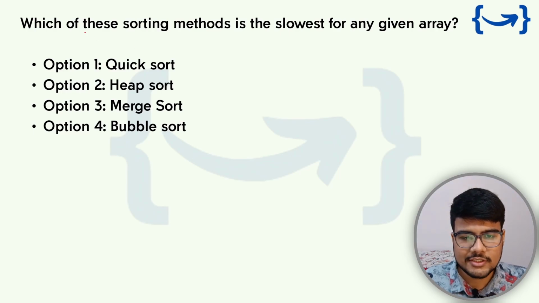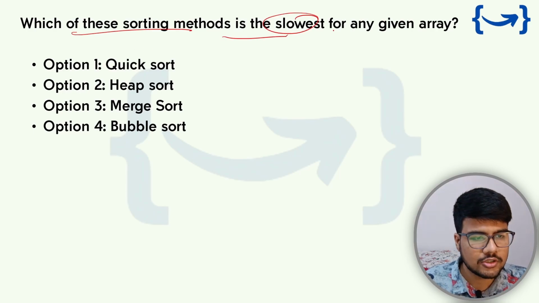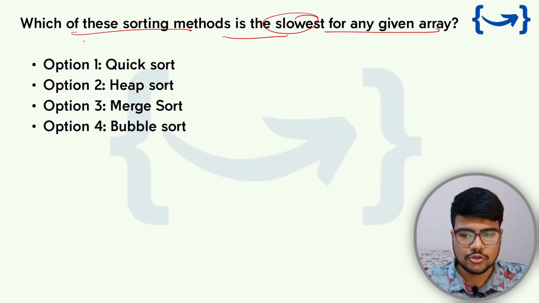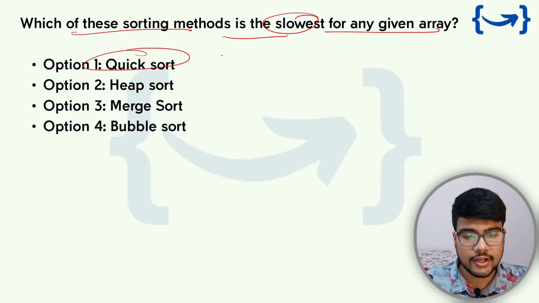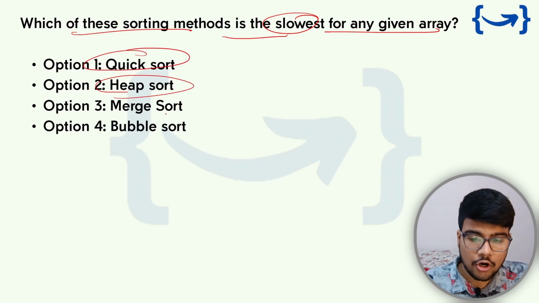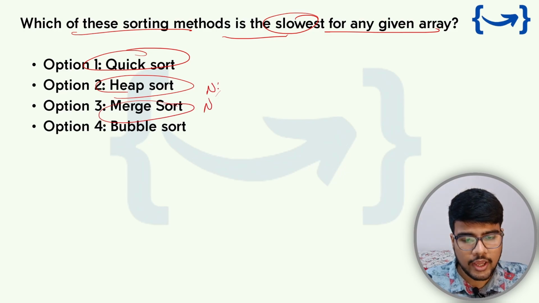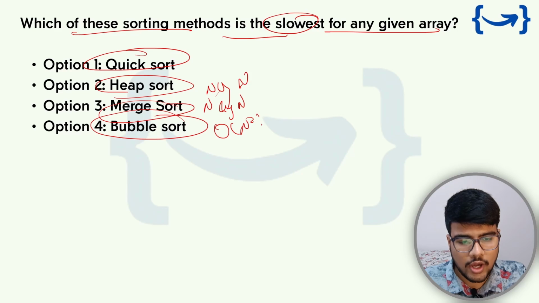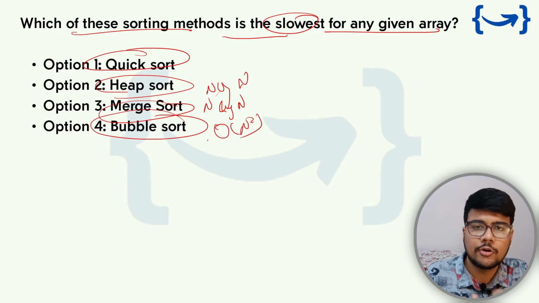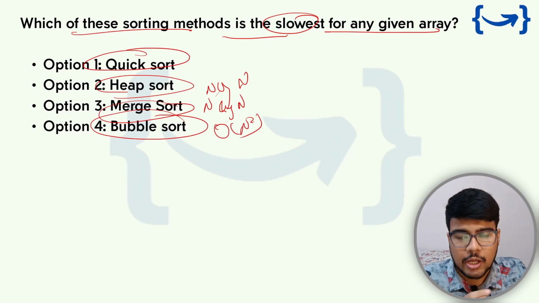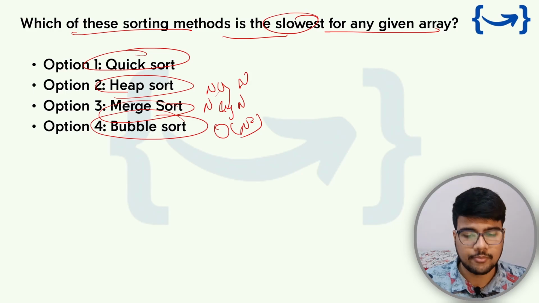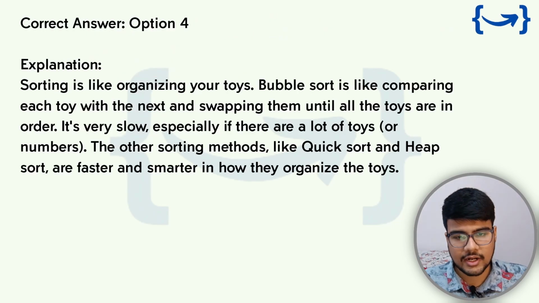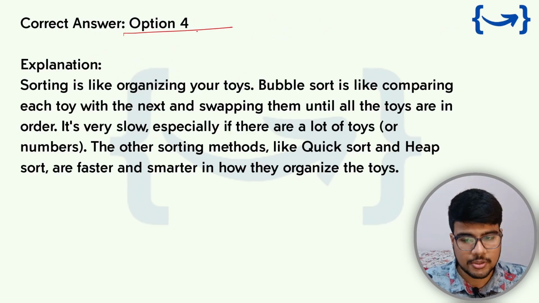So which of these sorting methods is the slowest for any given array? Quick sort is a logarithmic sorting algorithm which takes n log n, and in the worst case takes O of n square. Heap sort and merge sort are both n log n algorithms. But here the bubble sort is an O of n square algorithm where we keep on swapping the elements and putting them in the right place, and it takes n number of times. So yeah, option 4 will be the right option, which is bubble sort.